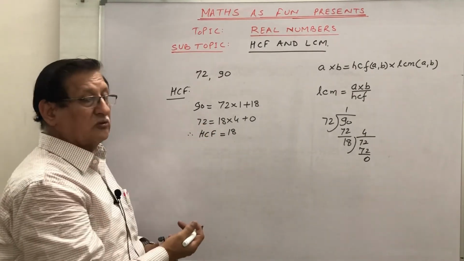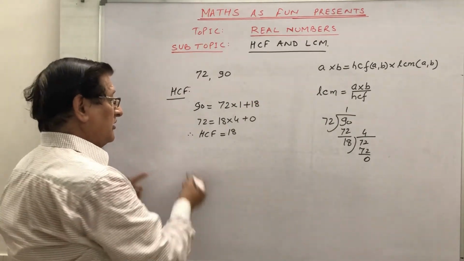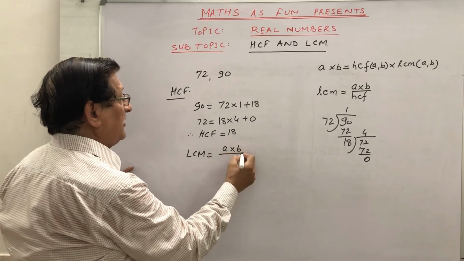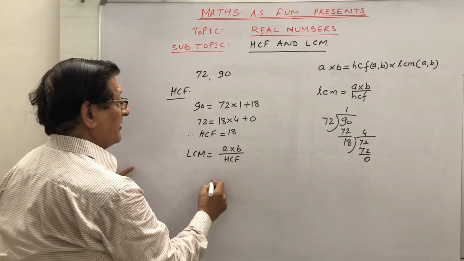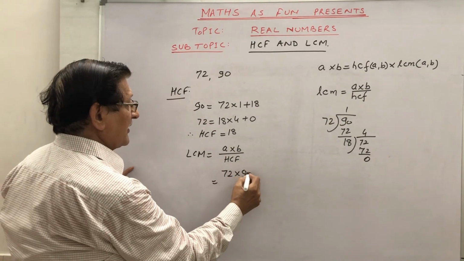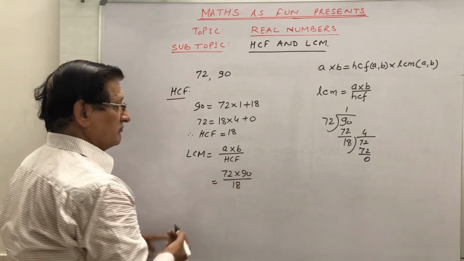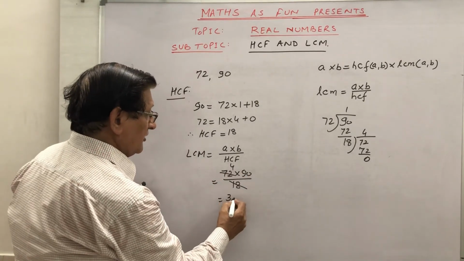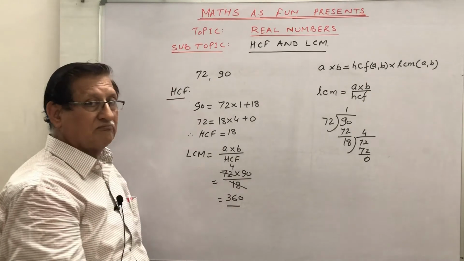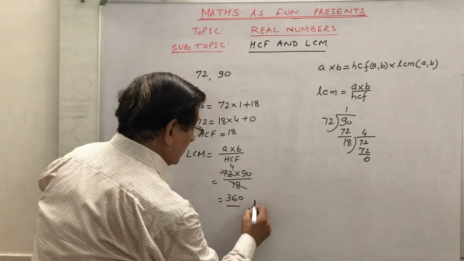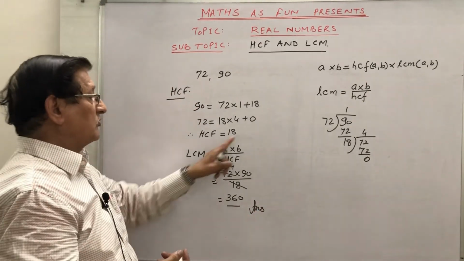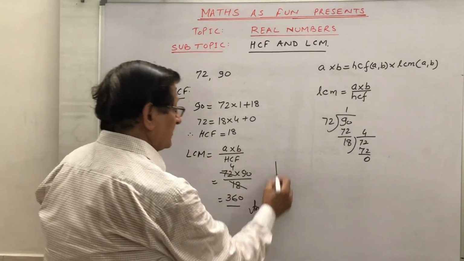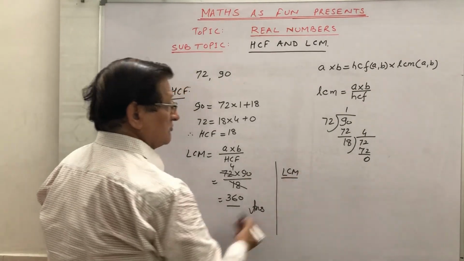Now suppose you want to find out the LCM by using this particular method. Then LCM we can write as A into B upon their HCF. A is 72, B is 90 and their HCF is 18. 18 fours are 72 and 4 nines are 36, so 360 is the LCM. So like this we can make use of the formula LCM equal to A into B upon HCF to find out the LCM. Let's check whether our LCM is right or not.